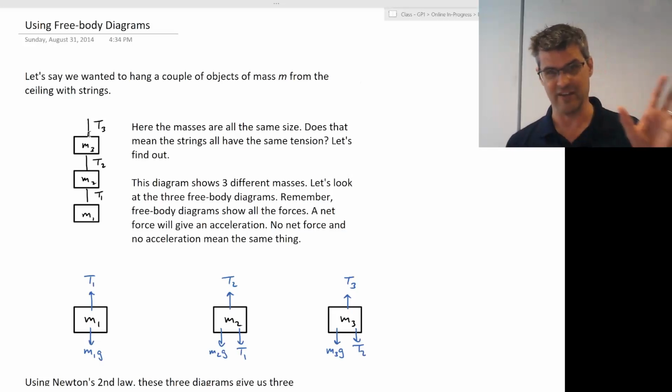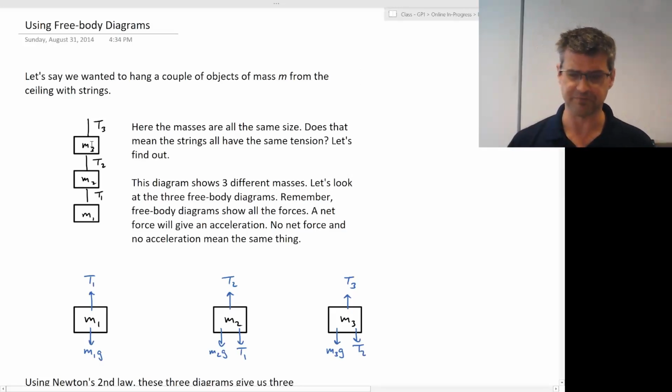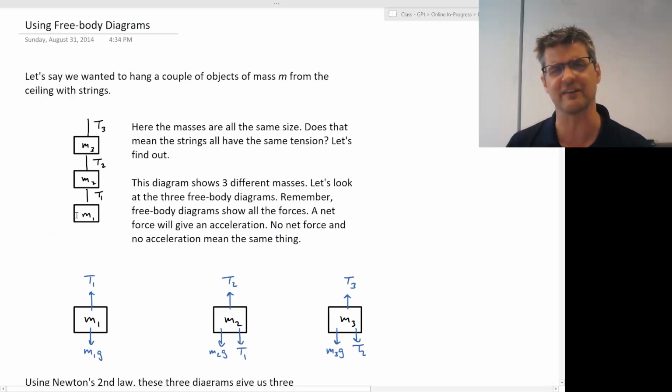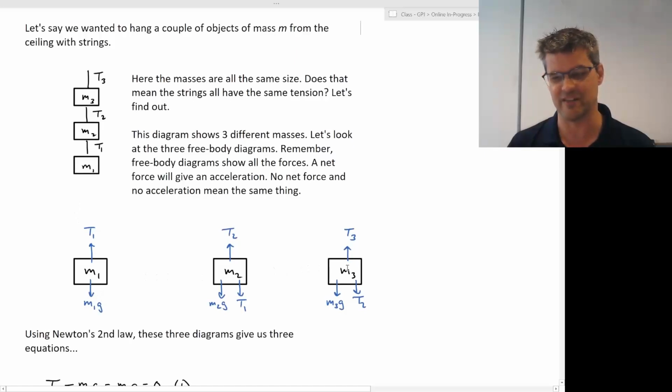Now, initially, these masses are just hanging from the ceiling. Not a big deal at all. But let's say we were to look at the free body diagrams for each of these masses independently. And that's what we see listed here. For mass M1, it has some weight, right? So M1G is a force that's down, but there's a string tied to the top of it, T1. So this is the free body diagram for mass M1.